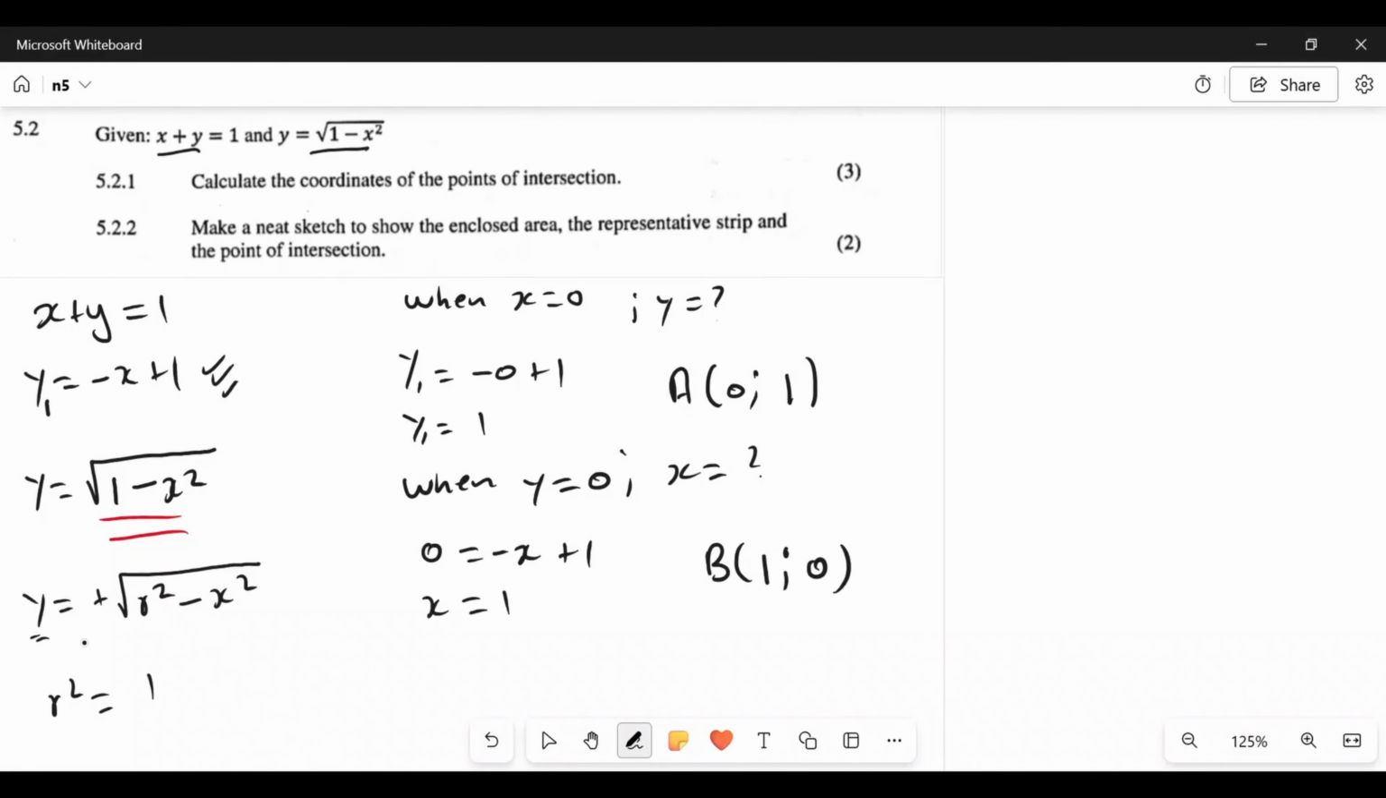So when you draw circles or semicircles, what you need to find is the radius. So meaning the radius, if we take the square root here and square root there, is going to be equal to 1. So that's all we need to draw this graph. So let's draw our Cartesian plane, and then we're going to draw our graphs here.